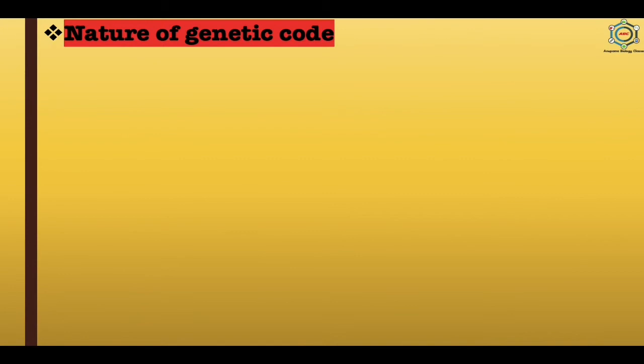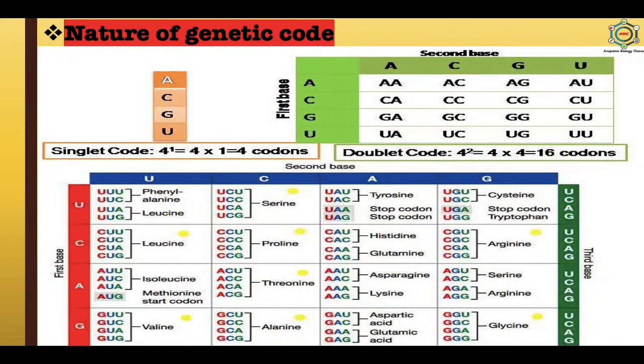Now, the nature of genetic code. Here in this picture, you can see the singlet code, doublet code and the triplet code. There are 20 types of amino acids and only 4 types of nucleotides, namely adenine, thymine, guanine and cytosine. It is clear that a one-to-one correlation between nucleotides and the amino acids is not possible. If one base coded for one amino acid, only 4 amino acids could be specified. That is, the protein could contain only 4 amino acids, like the singlet code.